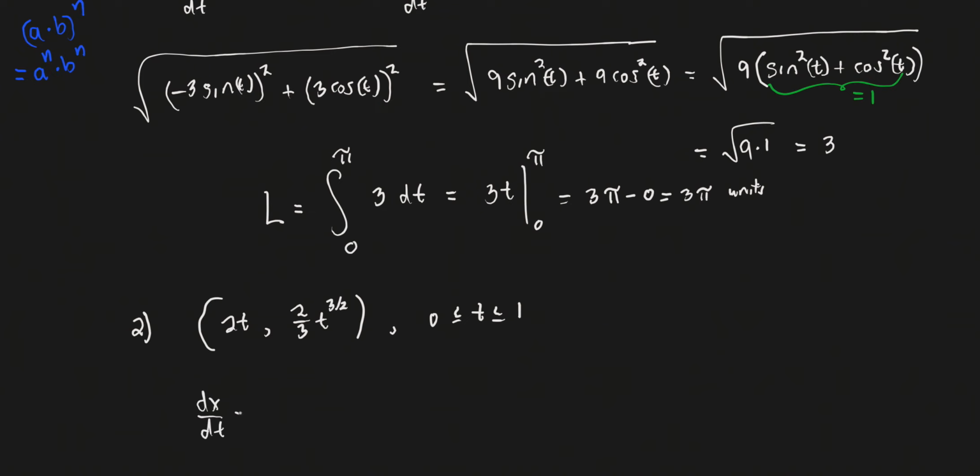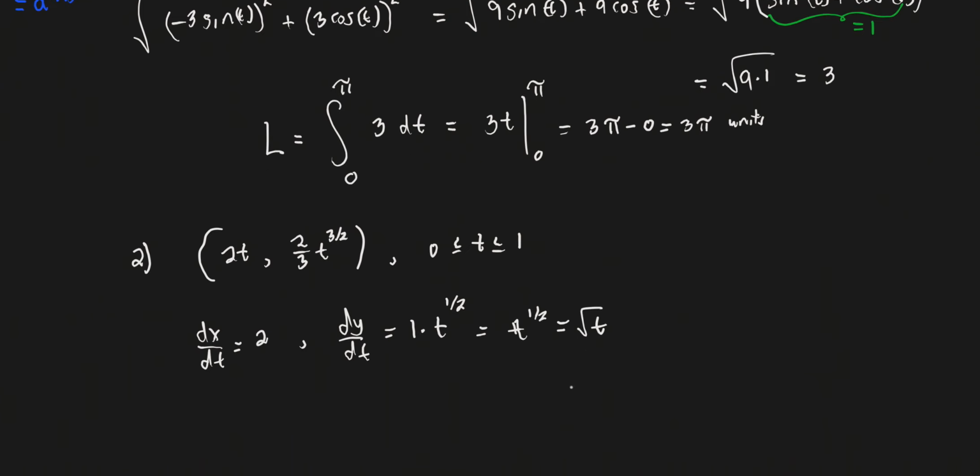So dx/dt, the derivative of the x equation, is just 2. For dy/dt, we'll have to do a little bit of the power rule. Well, technically we did the power rule here, but it works out so nicely just getting a constant. Here you'll have 2/3 times 3/2, which is 1, and then times t to the 3/2 minus 1, so that's 1/2. So again, not very difficult derivatives. Let's just write this as t to the 1/2, or if you'd prefer, square root of t.